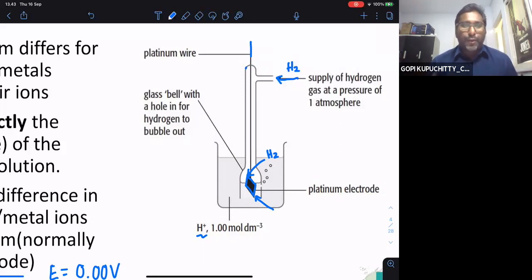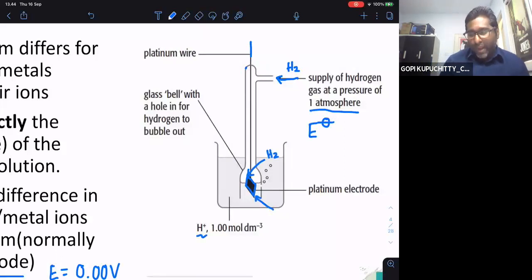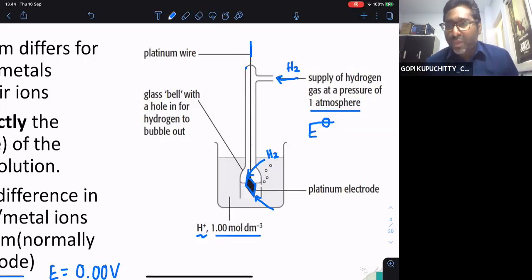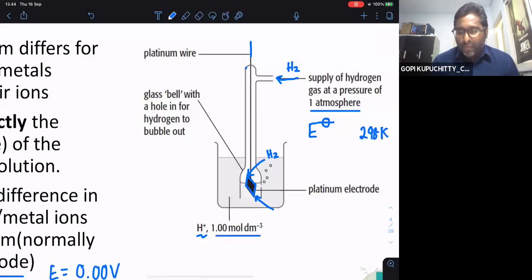Up to you. But do remember, we mentioned it must be under standard condition, so we call it E standard. The standard conditions must follow 1 atmospheric pressure, and the concentration that you use must be 1 mole per dm cube. And of course, we do it at 298 Kelvin, which is 25 degrees Celsius. So this one is important.